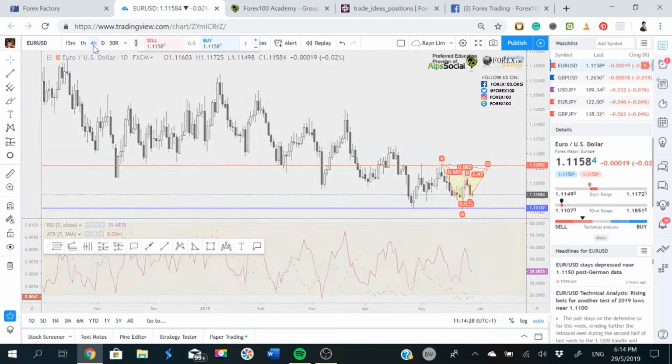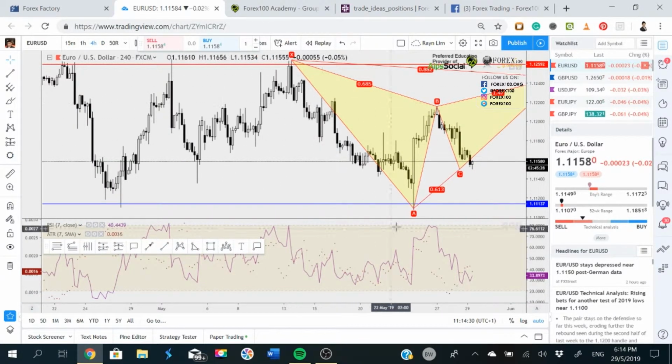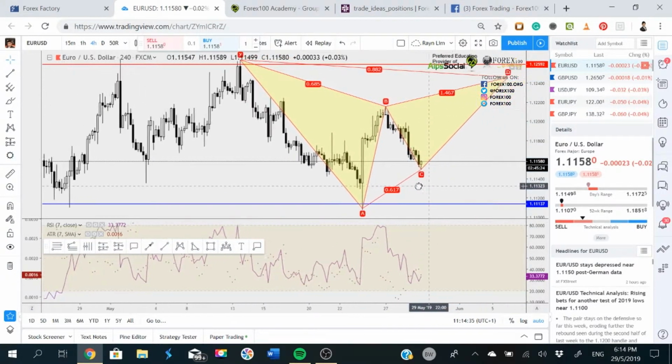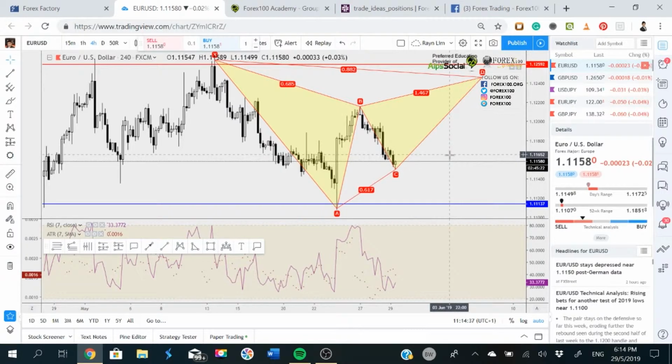Head down to 4-hour chart. On the 4-hour chart, the W pattern has shown a potential Gartley pattern. So if you have been a follower of Forex 100 and you just look back on the weekly market analysis I've done on Tuesday or rather Sunday, the B price is already here. I have plotted the C to drop at this price. Did I not?